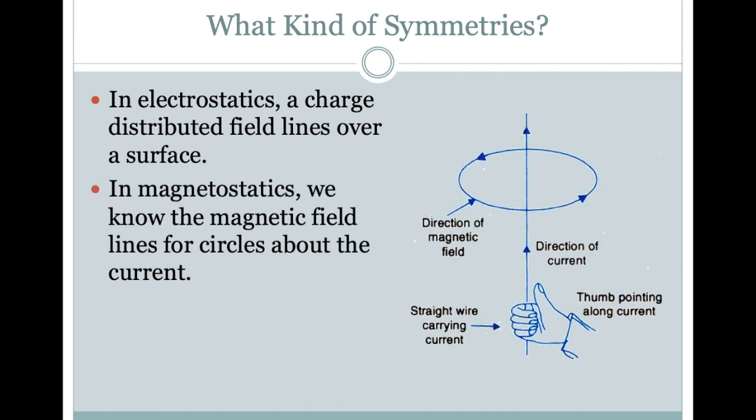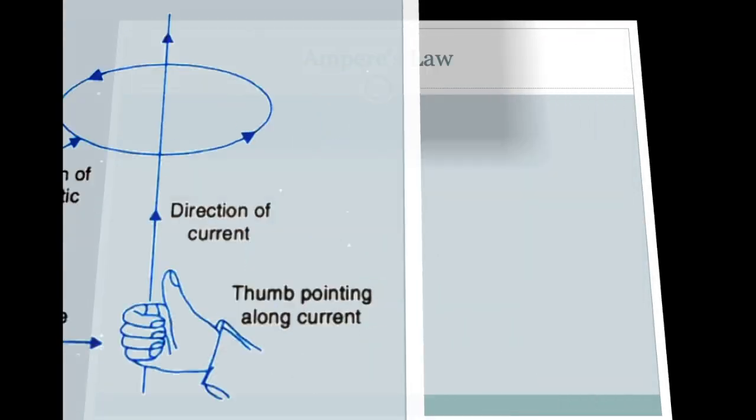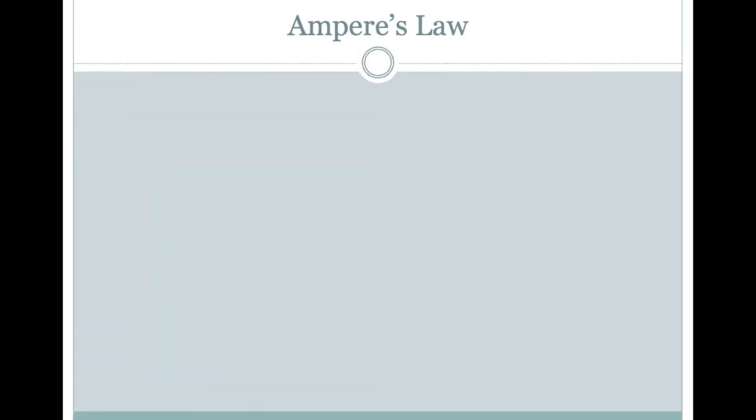In magnetostatics, we know that the magnetic field lines are circles about the current. So it's a circle that comes around here, and as you can see, it's not a surface. What it generates is a one-dimensional loop about our source. So it's slightly different. That is the first thing to notice. We're interested in 1D loops and not 2D surfaces. Aside from that, everything else more or less carries through in the same way.